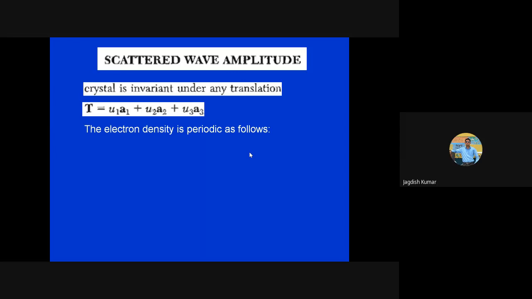If so, then the electron density in a crystal will also be periodic according to the same rule, because atoms are arranged in a periodic fashion, and so are the electrons. Hence electron density also follows this kind of periodicity. What does it mean? It means that if you have some specific electron density at r, then for any T, the electron density at r plus T is also going to be exactly the same. I hope there is no doubt in this.